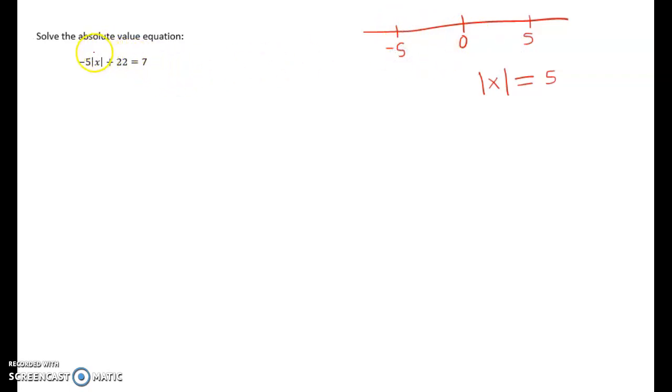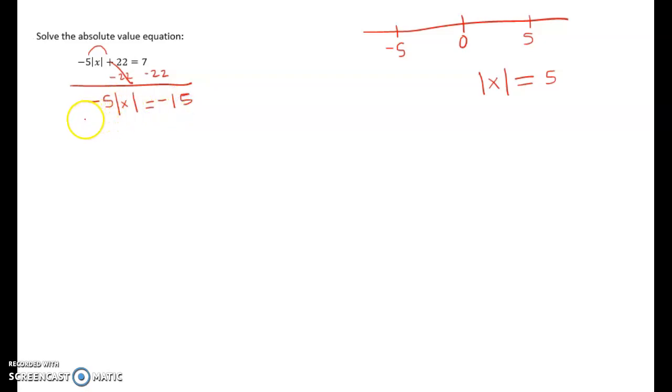So remember that as we do this problem. Anytime you're solving an absolute value problem, the first thing you want to do is isolate the absolute value. So we're going to treat that whole absolute value as x. It might be tempting to add the 5 first, but the 5 is multiplied by the x, so we're actually going to subtract the 22 first. Okay, so those cancel. We have negative 5 times the absolute value of x equals negative 15.